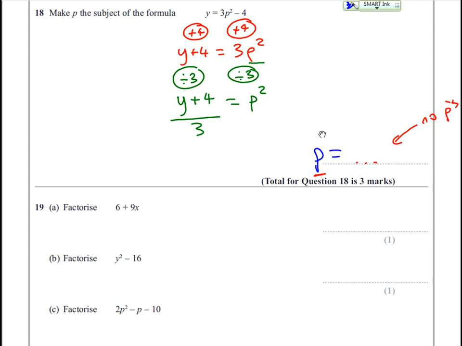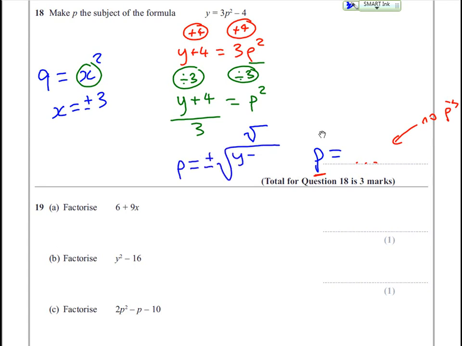Now we want p on its own, so we need to do the square root, but we also need to remember, say if you had 9 equals x squared, your answer isn't just 3. Your answer for x is plus or minus 3, because both of them work. So when we square root, we put a plus or minus sign: p equals plus or minus the square root of (y plus 4) over 3.